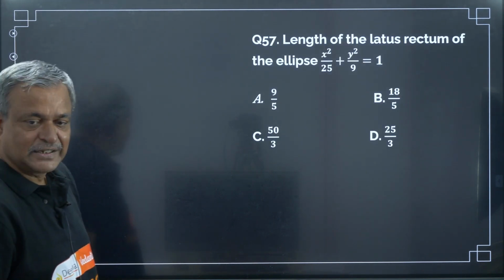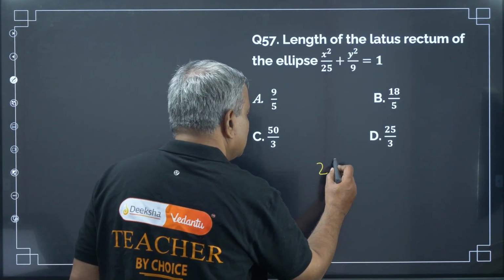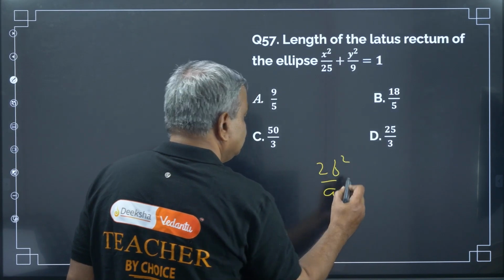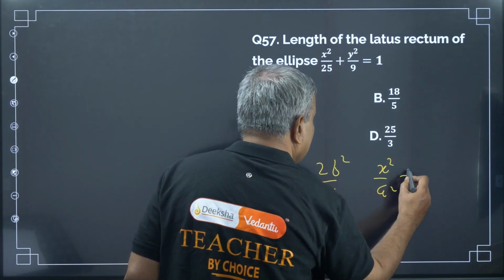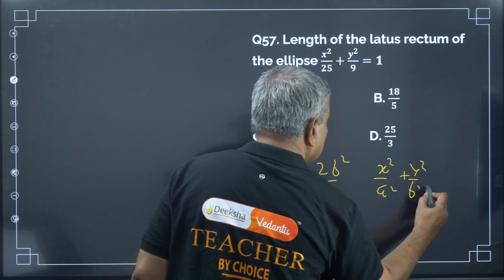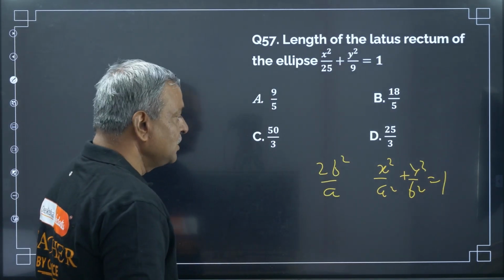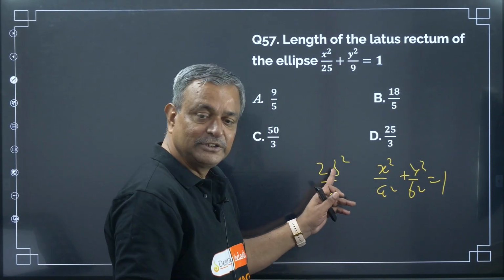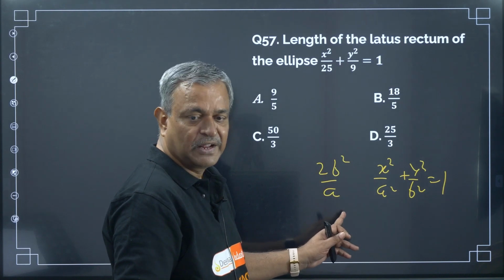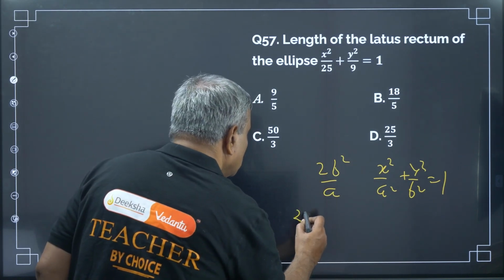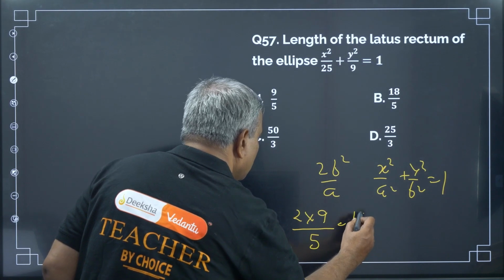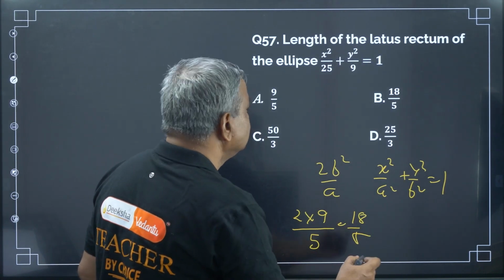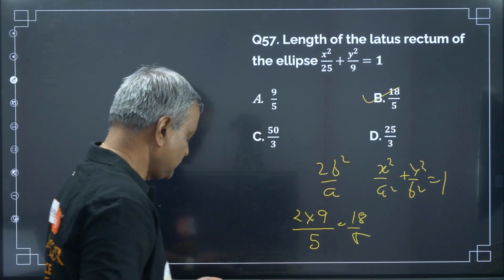The length of latus rectum. What is the formula of length of latus rectum? 2b square by a, for the ellipse x square upon a square plus y square upon b square equal to 1. Sometimes they play a game, so please remember: 2 into smaller number square by bigger number. So 2, what is b square? 9. What is a value? 5. So we will get 18 by 5. Option D is correct.